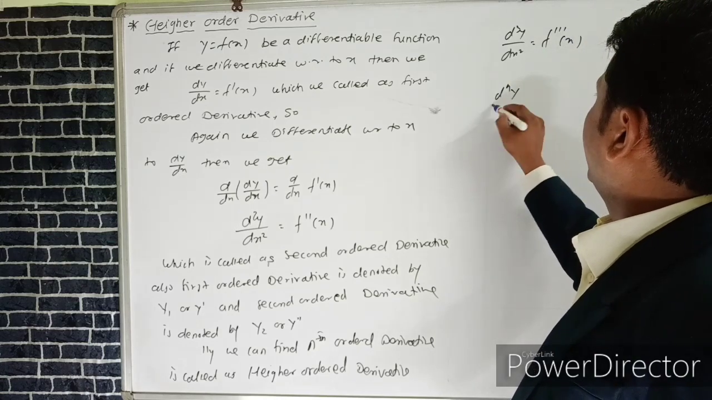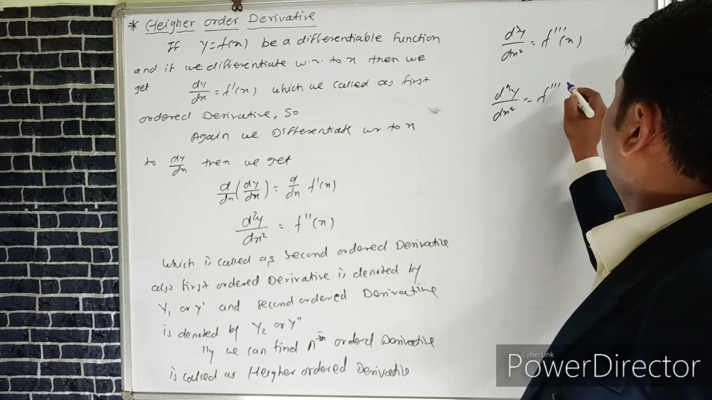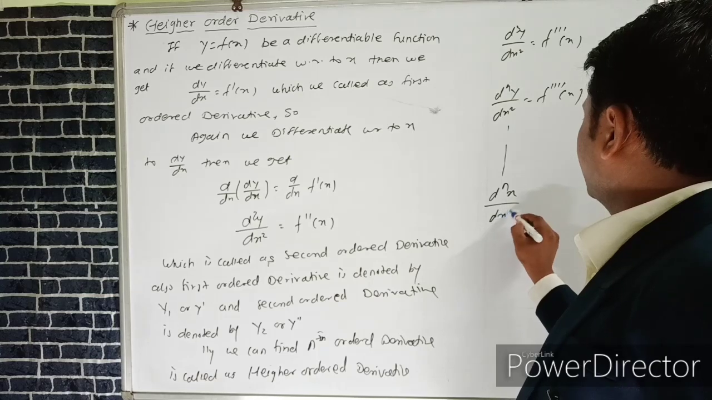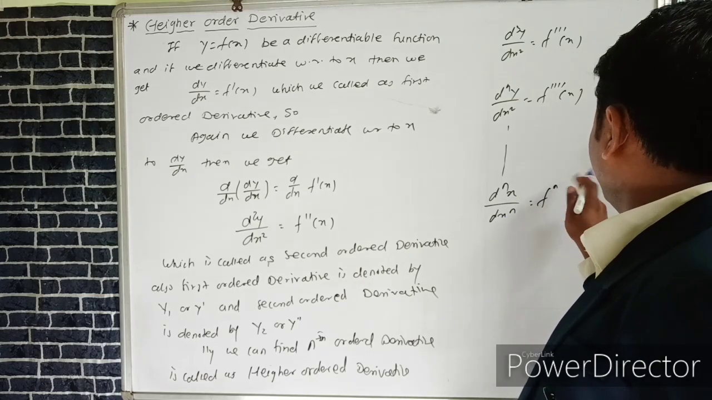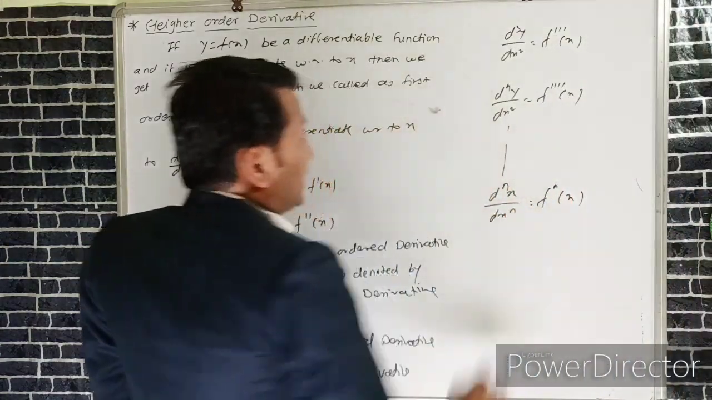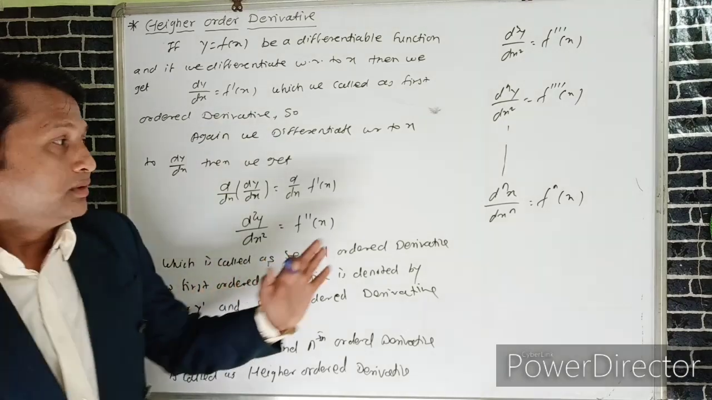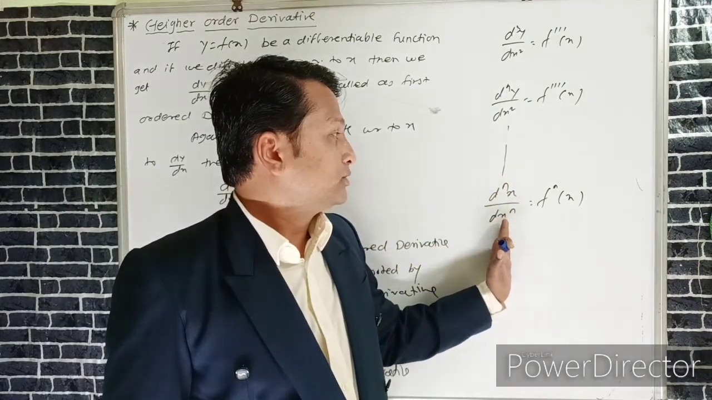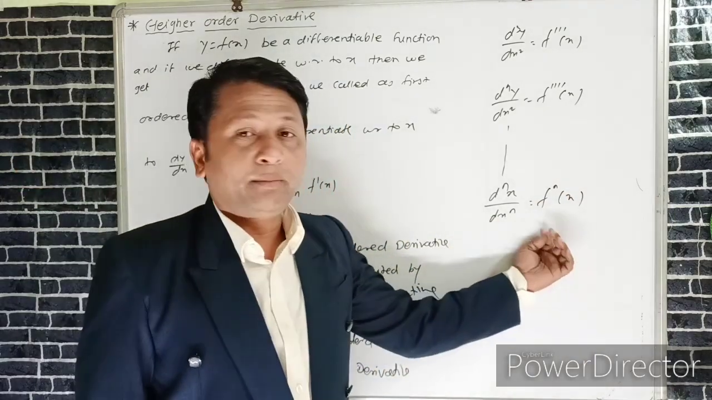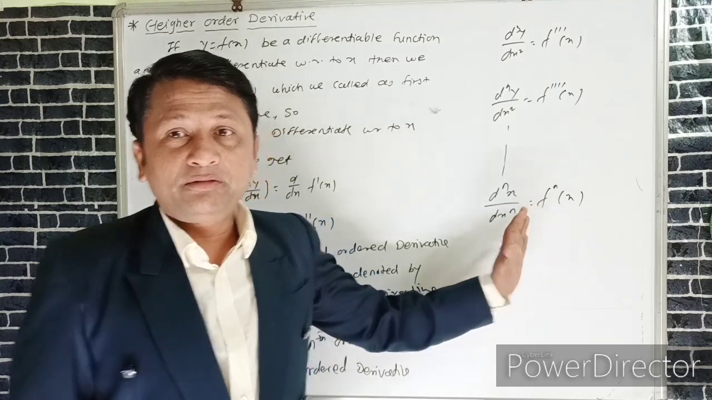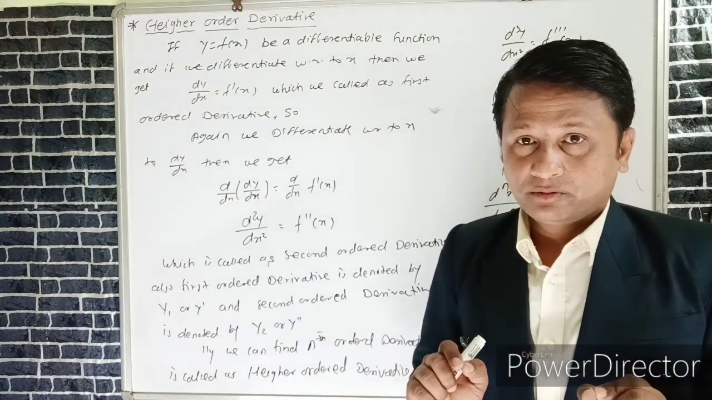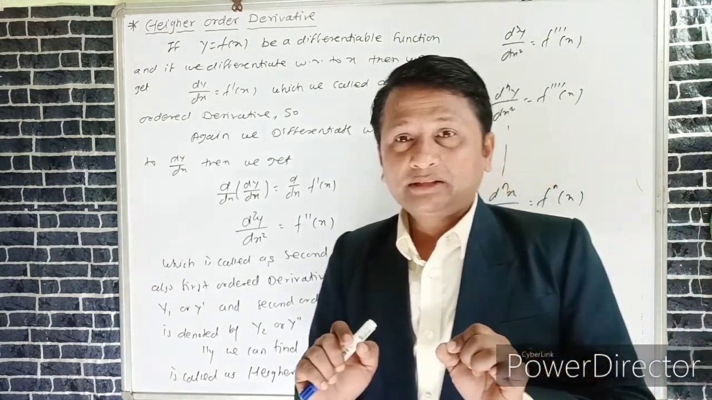Also d4y by dx to the power 4 is f four dash of x, and so on. d raised to the power n y upon dx raised to the power n is equal to f raised to the power n of x, which is a higher order derivative. In the second part we learn about higher order derivatives. The second order derivative is also called a higher order derivative.